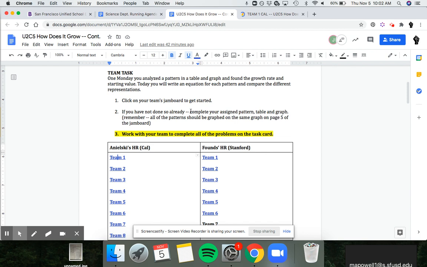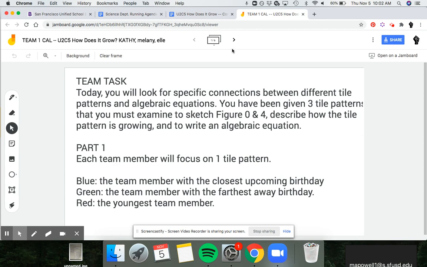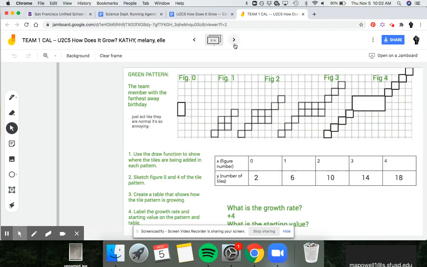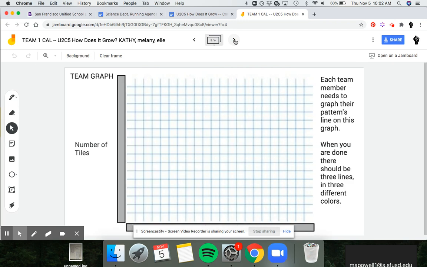If you've not done so already, you need to complete your assigned pattern, table, and graph. Remember, you need to graph all the patterns on page 5 of the Jamboard. So I haven't looked at this group yet, but look, they finished, they drew it, filled it in, found the growth rate and starting value. Awesome. And then the last step is to graph on here.